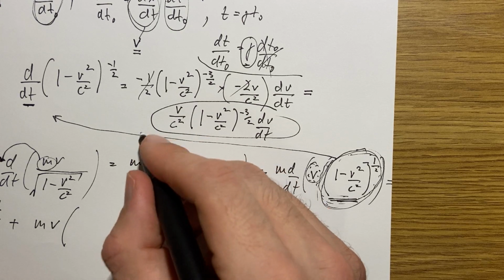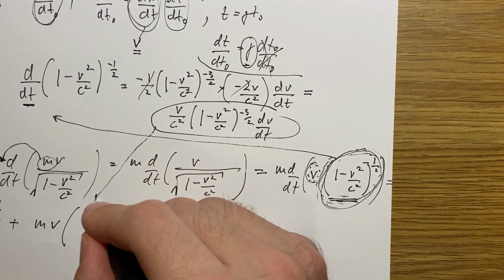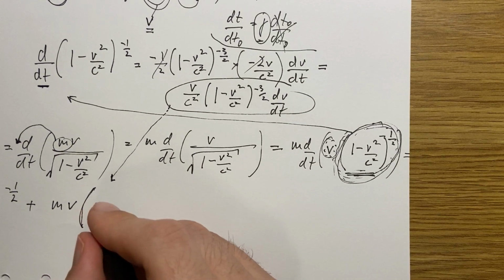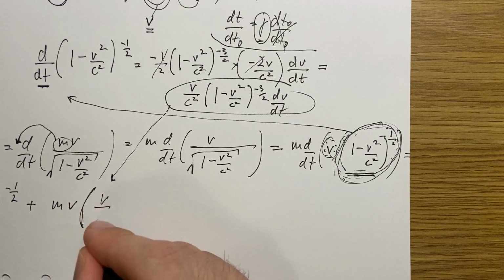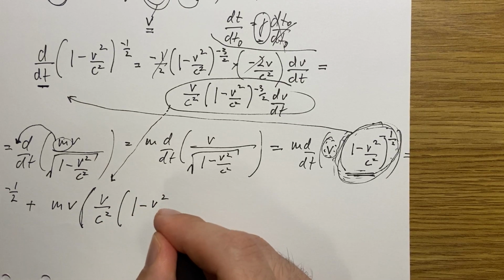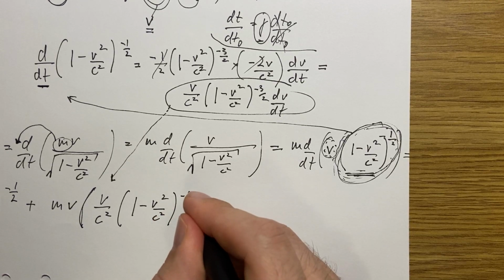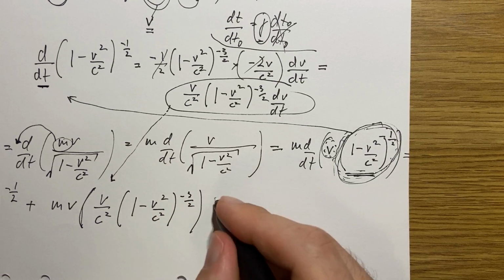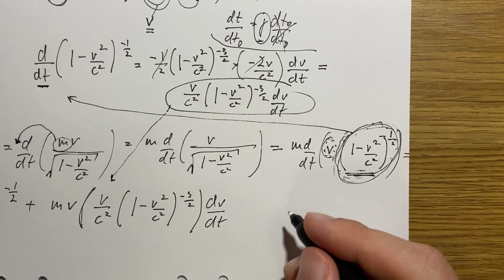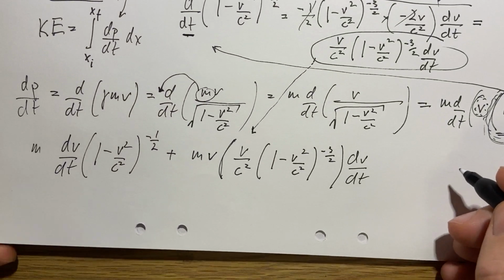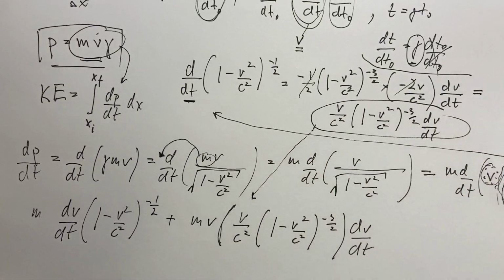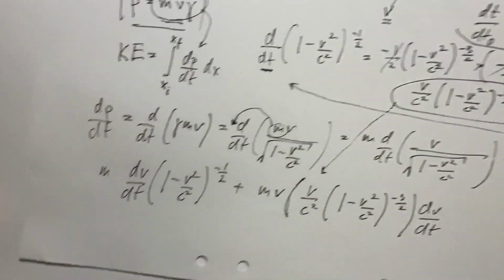So what we're going to do now is move this function down here, included within the brackets here. So mv times v over c squared, (1 minus v squared over c squared) to the power of minus 3 halves, dv by dt. We can simplify this further. Actually, let's do it on another page. I'm sorry for the mess being made here, but I'm running out of paper. All right.